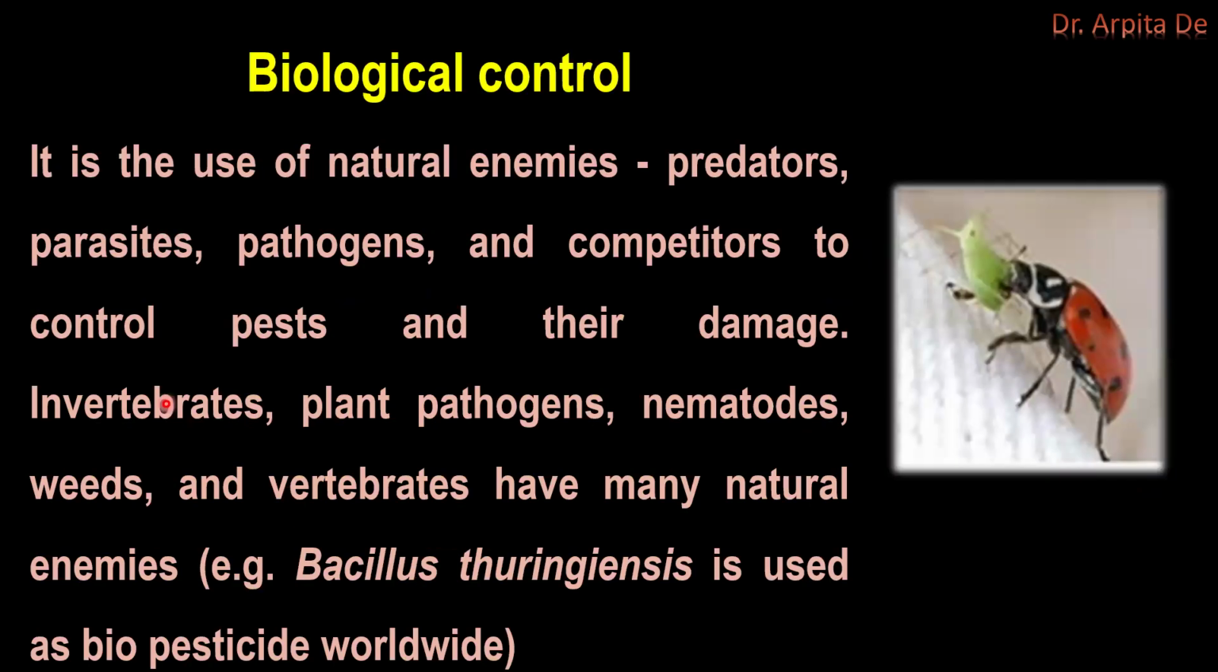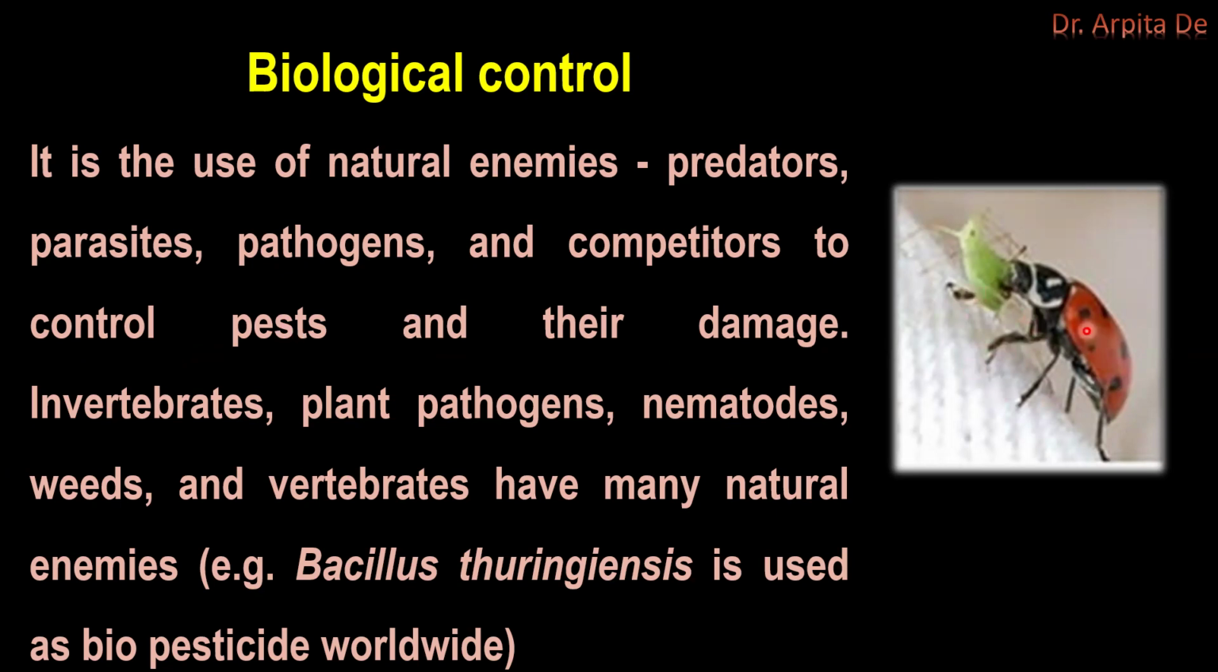Now coming to biological control. From the very word, we can understand that the biological control method is the method of employing natural enemies of pests. It is the use of natural enemies like predators, parasites, pathogens, and competitors to control pests and their damage.